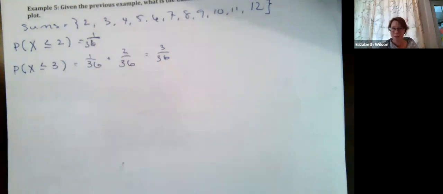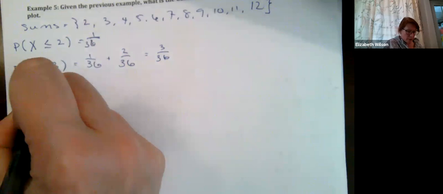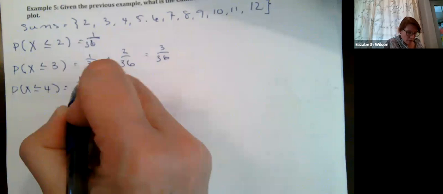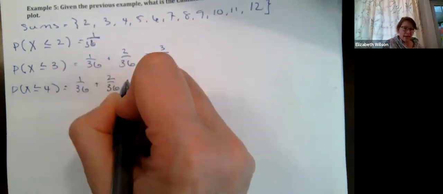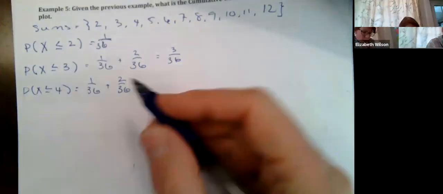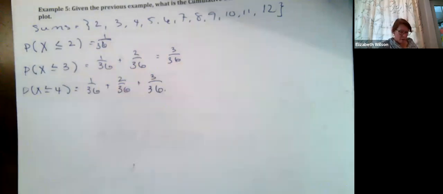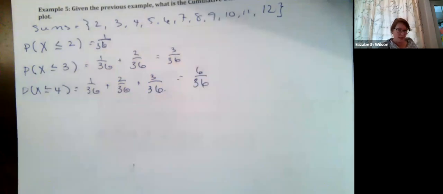I'm just going to leave things in terms of 36 for now, just so I can have common denominators to add things up. So the same thing for x is less than or equal to 4. So 4 means, right, I'm going to add in my 2. I'm going to add in my 3. And I'm going to add in the probability that x is equal to 4. That came from what we had before. So that's 3 out of 36. And then this was going to equal 6 out of 36. And that's 4. We're accumulating probability.